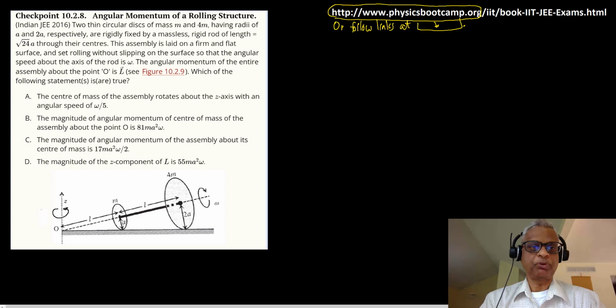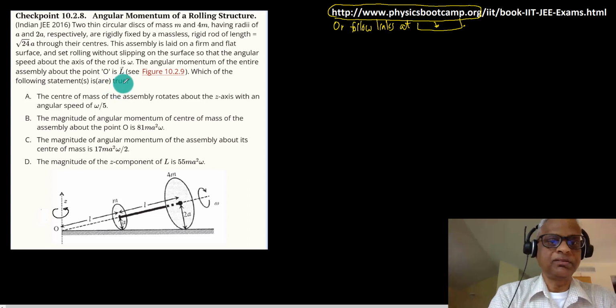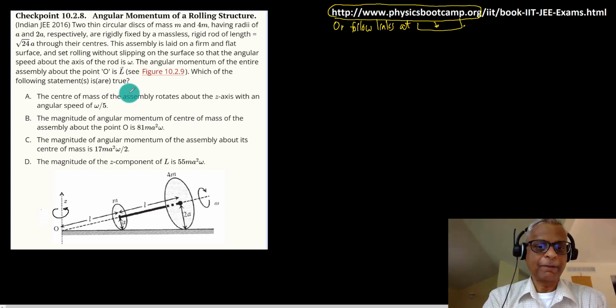Today we have a problem from Indian JEE, and in this problem we are going to work on an angular momentum problem. So this is an angular momentum problem, and let's look at some of the things that are given.